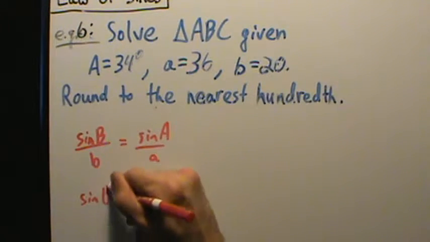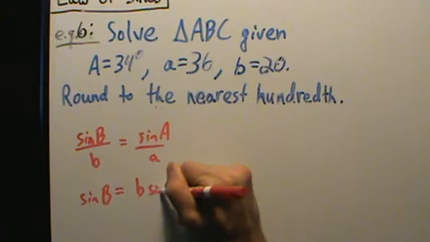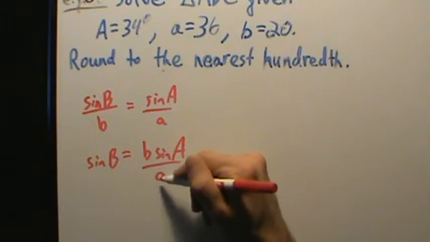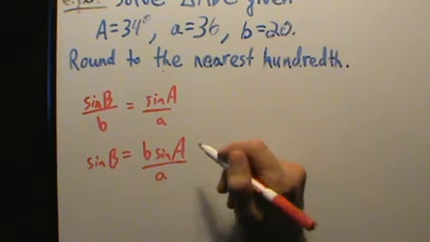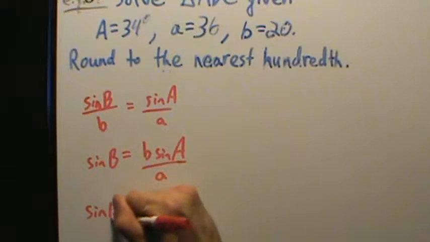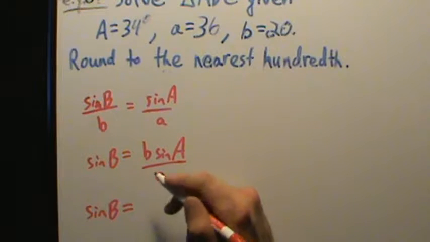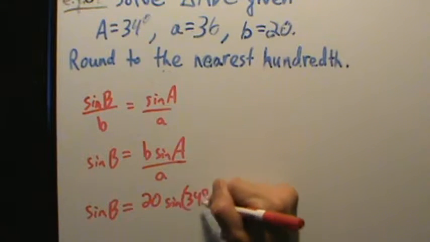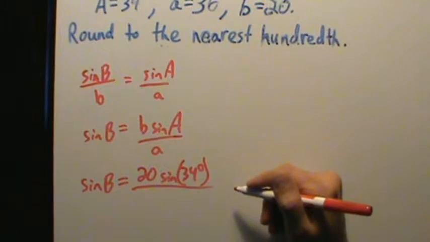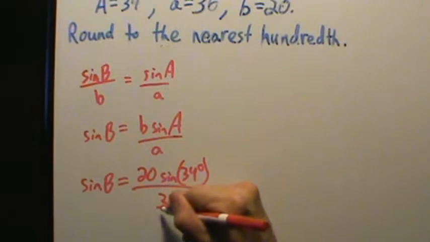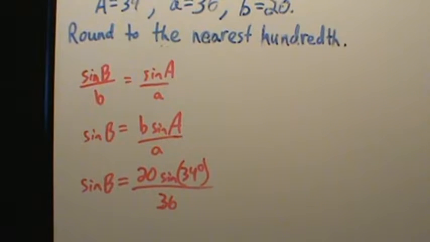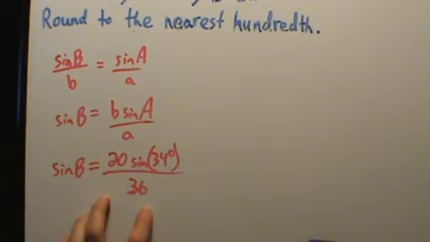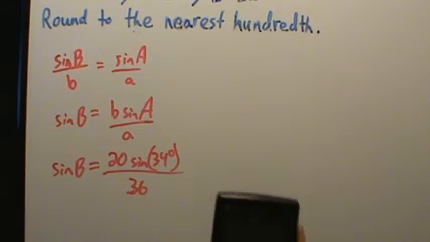So sine of B equals little b sine big A over little a. And we know little a and little b and capital A, so let's toss these into here, and we get sine of B equals, b is 20, A is 34 degrees, and little a is 36. Now, just like before, we're going to do two different things. We're going to get B is the inverse sine of this, or 180 degrees minus the inverse sine of that.